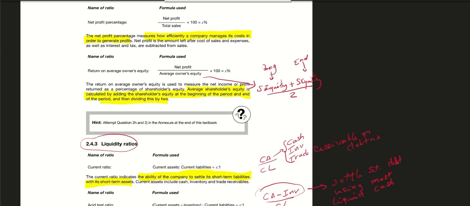So average, again, we could take the beginning of the year and the end of the year. We add the equity together and divide by 2. But what does this say? What does this point to? It is good to see what the net income is compared to the shareholders' equity or the average shareholders' equity. It's quite important to see that, and it is a profitability ratio, right?